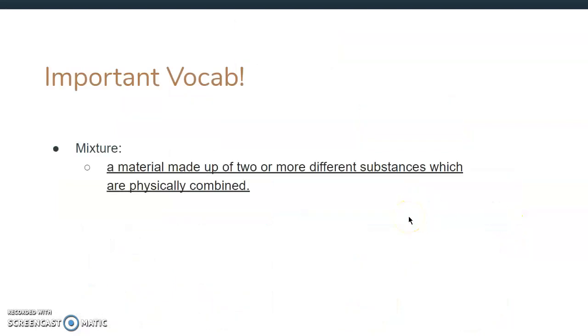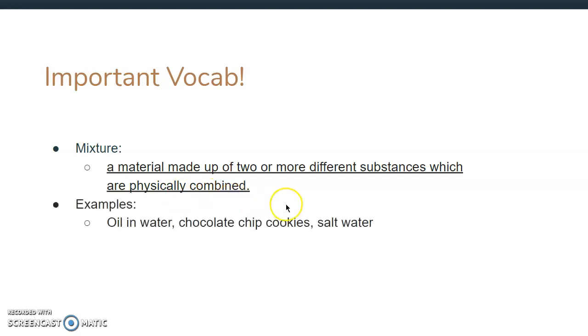A mixture is a material made up of two or more different substances which are physically combined. The important part here is there's two or more substances and they're physically combined. So, compounds are chemically combined, whereas mixtures are just physically combined. Some great examples are oil and water, chocolate chip cookies, which is my favorite example, and salt water.